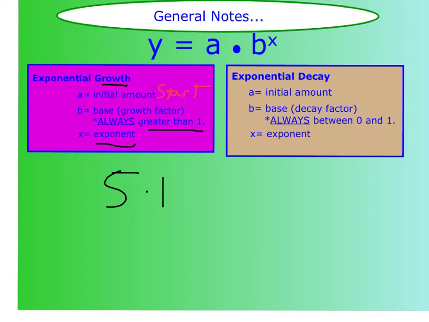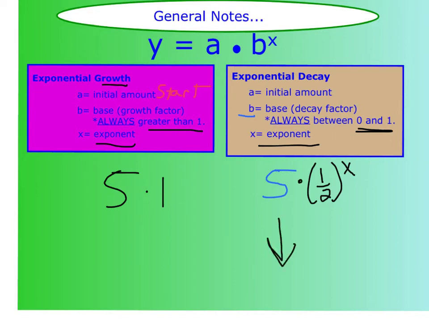And then I have an exponent. If we look at decay, very similar. We have an initial amount, so we start with something. Maybe we start with 5, but our base is going to be different. For decay, it has to be between 0 and 1. In other words, it has to shrink it. So if I half 5, 1/2 is between 0 and 1, and then I put my exponent on. Now when I multiply that, 5 will start shrinking and going down, where this one will start going up.